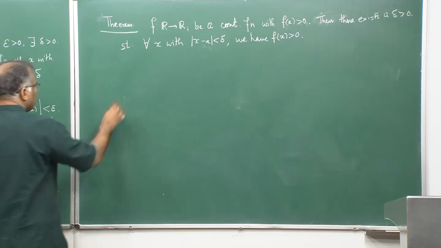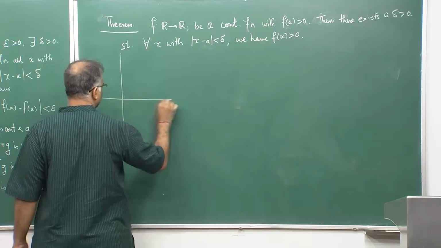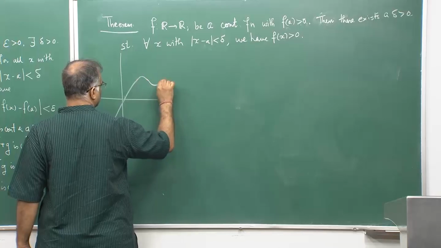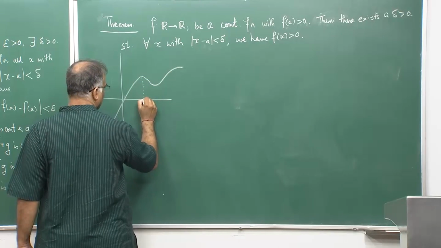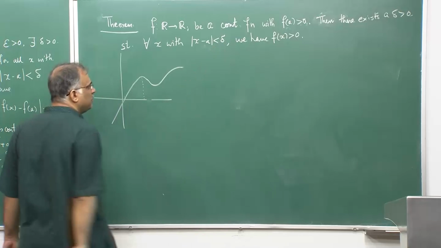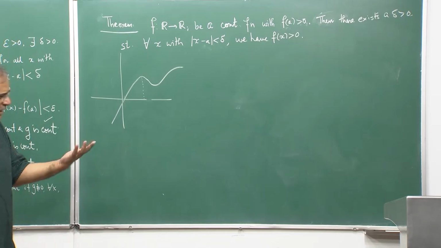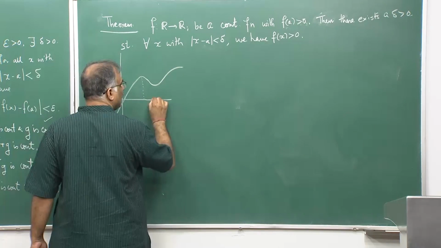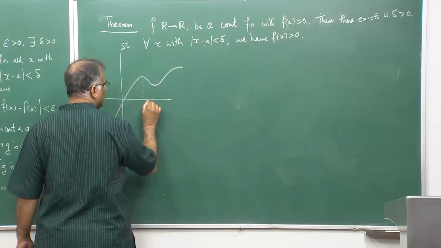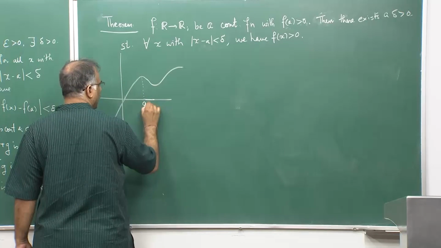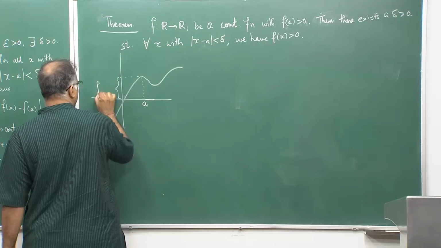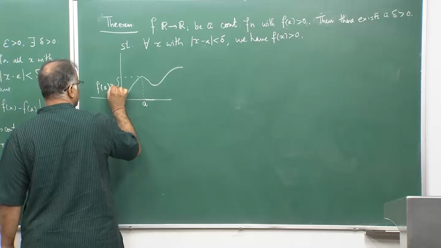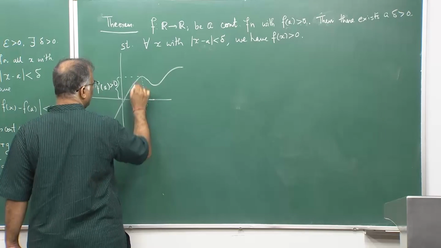So, if you look at a continuous function like this, at this point it does not matter, f(a) could be bigger than 0, f(a) could be less than 0, strictly less than 0. If f(a) is strictly less than 0, this inequality will change. So, this is a and this is my f(a), and f(a) is strictly bigger than 0. Now, let me look into this interval.